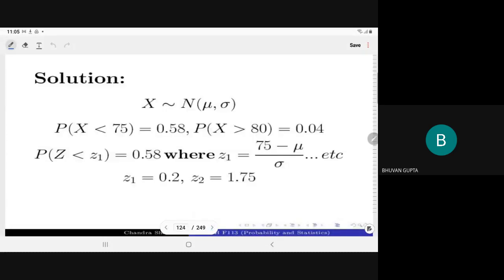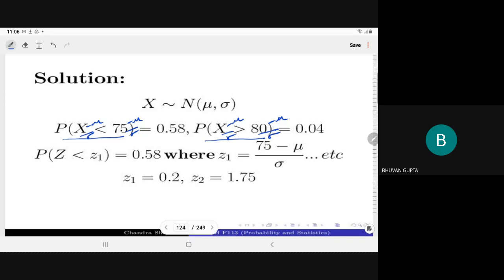So in this case, it is given to you x follows the normal distribution with parameters mu and sigma. From the given information, according to the question, probability x less than 75 is 0.58, and x greater than 80 is 0.04. So from here, subtract the mu and divide by the sigma.